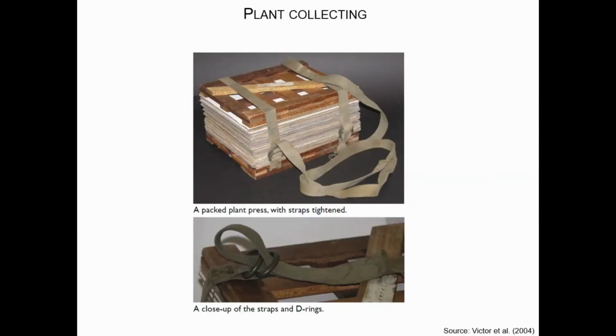So what process does the material go through before it gets into the herbarium? And that is the process of plant collecting. Remember, we said that the herbarium specimens are dried and pressed. Pressed means that they are placed in a plant press, and you pull these tight, and it basically presses the water out of the plants and also flattens the plant material into a two-dimensional shape. And they are tightened with these straps with D-rings.